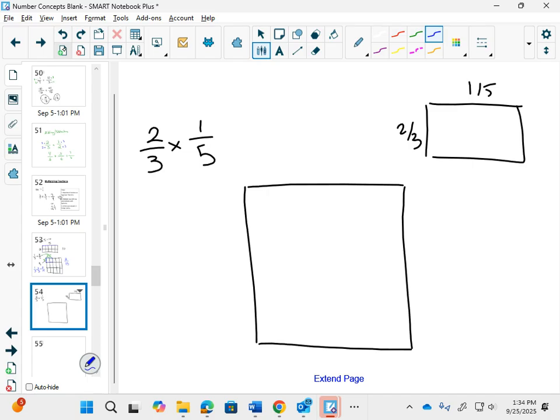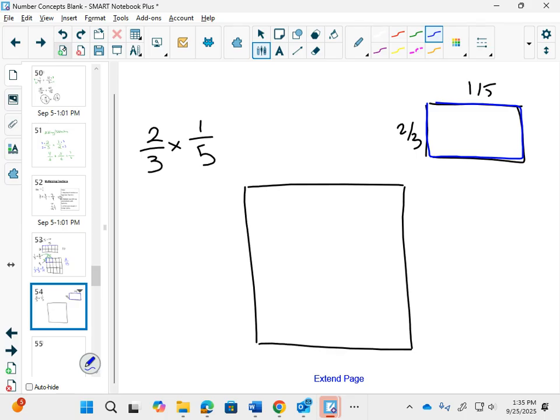This is not to scale. I'm going to put a blue box around that. Now I'm going to actually draw it to scale. Mental math-wise, 2/3 should have been longer than 1/5. But we'll draw it correctly.